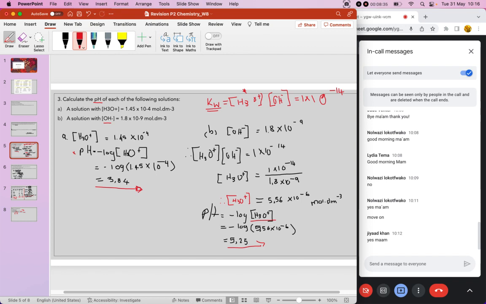Any questions, guys? You see how easy it is when you are given the concentration of one of the ions. It's easier for you to calculate what the pH is. I remember when I introduced the log, everyone was confused or intimidated by the log, but it's actually the simplest calculation. Any questions?